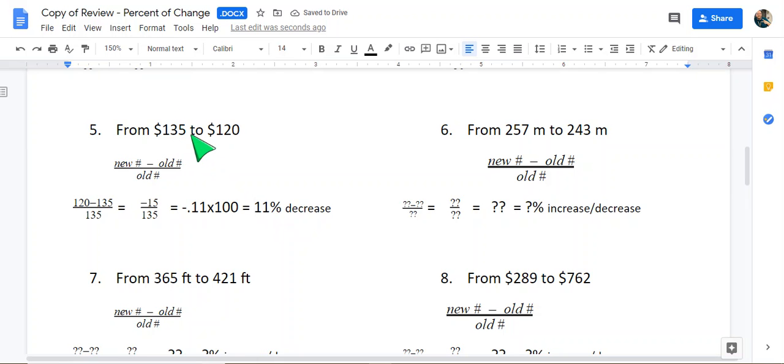So let's say last week my mom gave me $135. This week she gave me $120. I can say, Mom, why did you decrease my money by 11%?